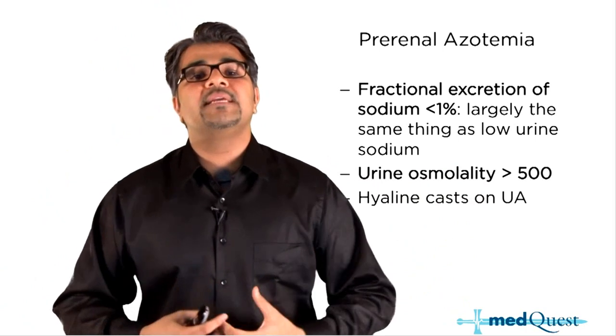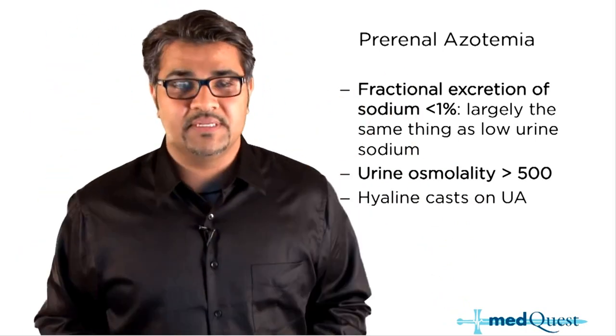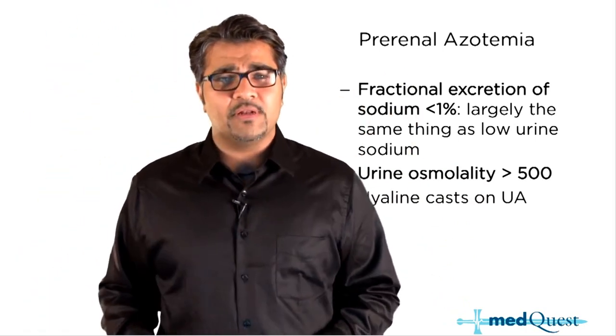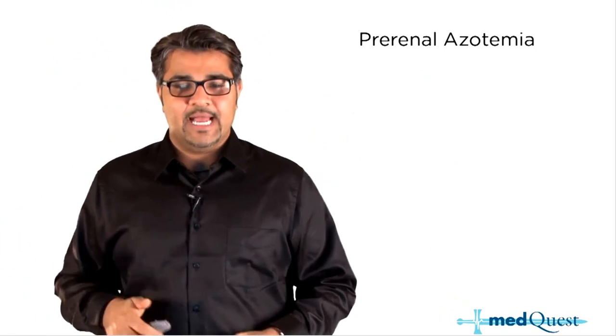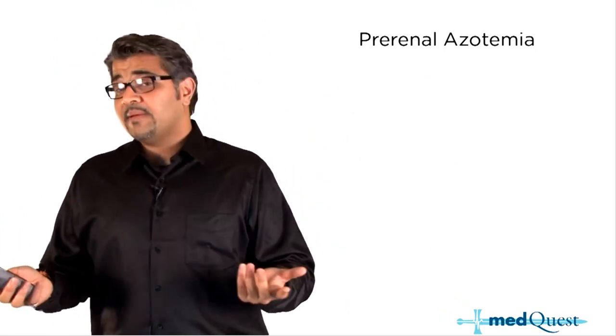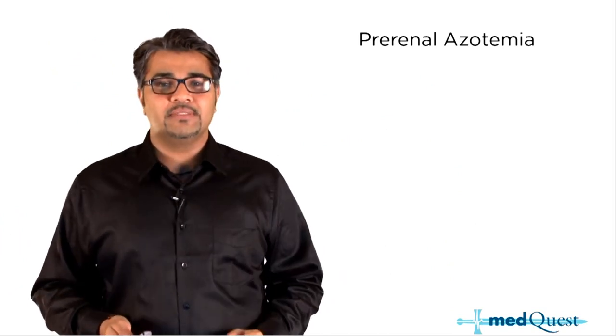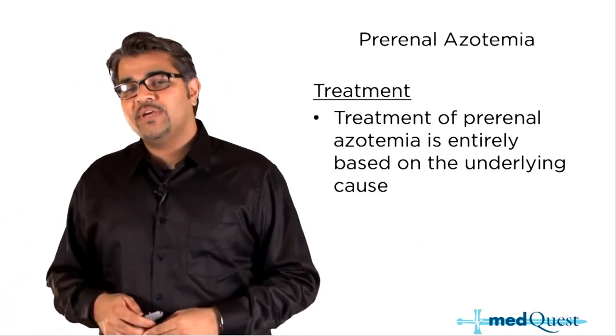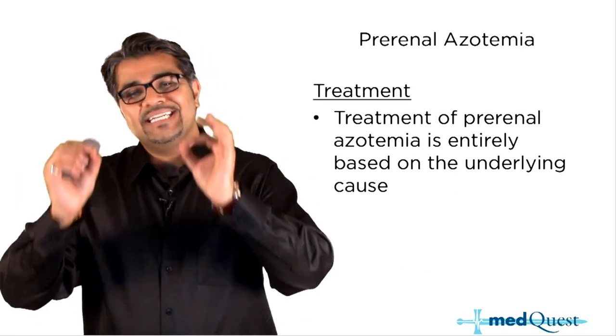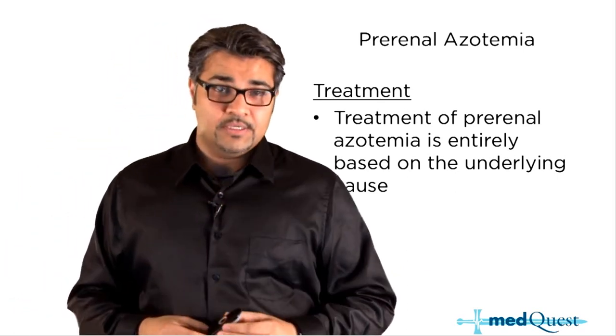And what that's going to mean is I'm going to be talking about a specific disease. Write this one down. Prerenal azotemia, hyaline casts. Now you might be thinking, great, I know how to recognize it. I know what it's going to look like on diagnosis. How do you treat it? The best way to treat it, very simply, take care of the underlying cause.